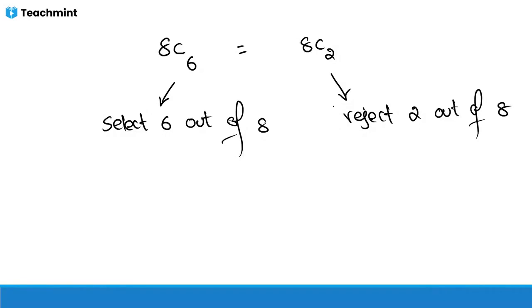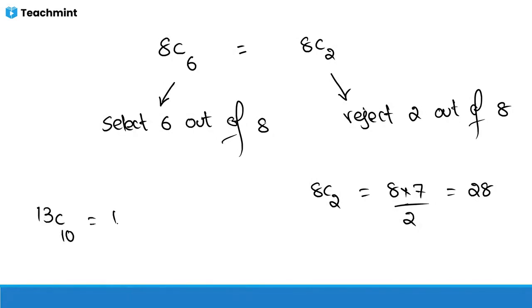Then what is the advantage, sir? Calculation is easy. 8C2 means 8 into 7 divided by 2, which is 28, my dear friend. So 8C6 we can write like 8C2. Calculation is easy. And I hope, what can we write 13C10 as? Guys, what can we write? 13C10 as 13C what? I'm checking your chat box. 13C10 can be written as 13C3. Very good. Excellent, my dear friends.